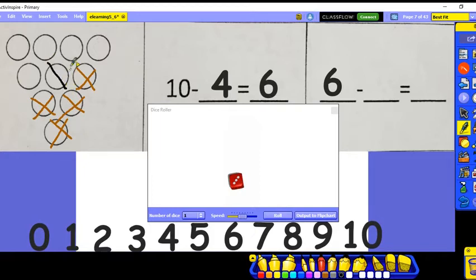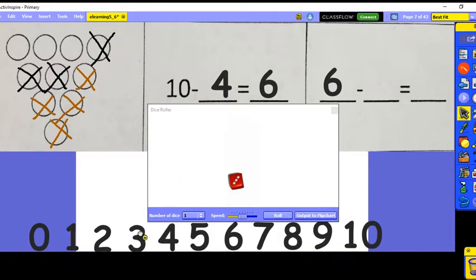1, 2, 3. And how many do we have left? 6. Take away 3. How many bowling pins are left? 3. Good. 6 minus 3 equals 3. Okay, one more.